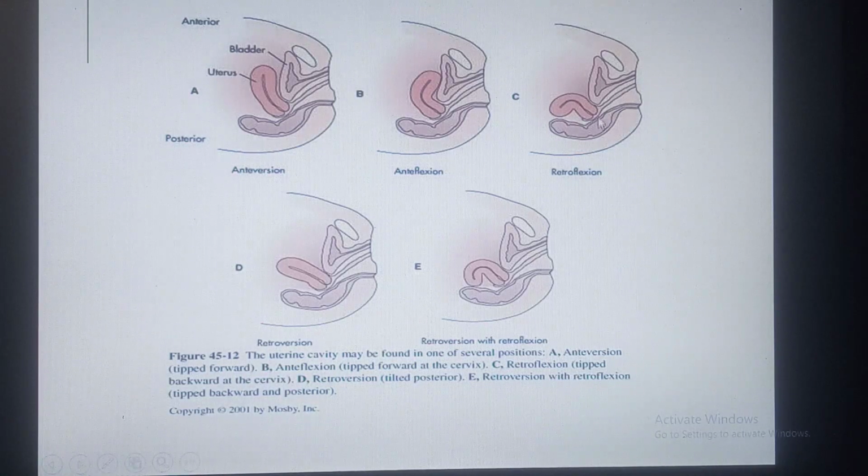Now, when it is retroflexed, then we say that the uterus is tipped backwards at the cervix. So the cervix is involved, as you can see, tipped towards where we have the rectum. Now, if the cervix is not involved, then we also have tipping towards where we have the rectum. Then we say it is retroverted. Then we can have a combination of both retroversion and retroflexed position.